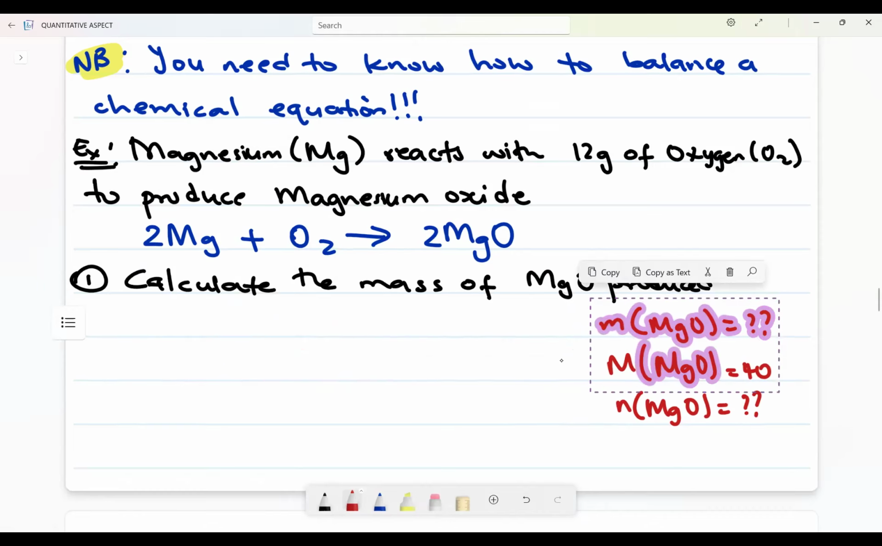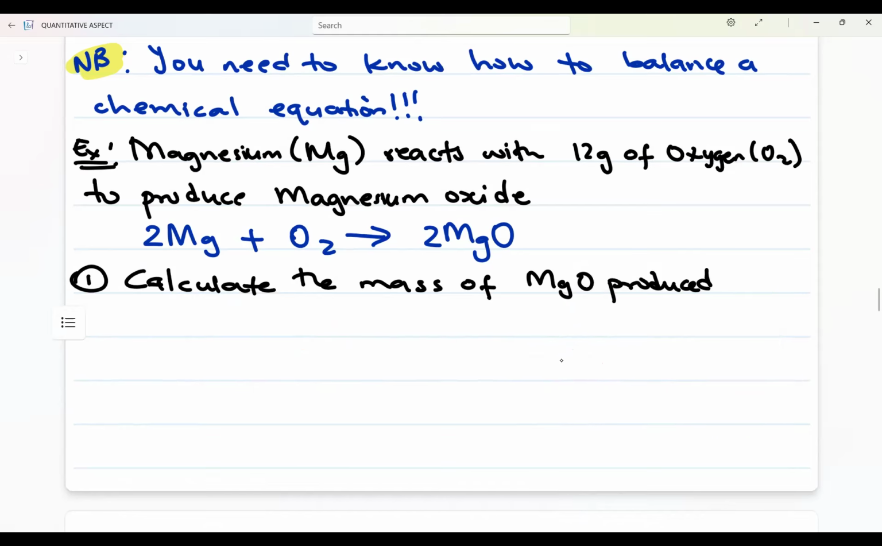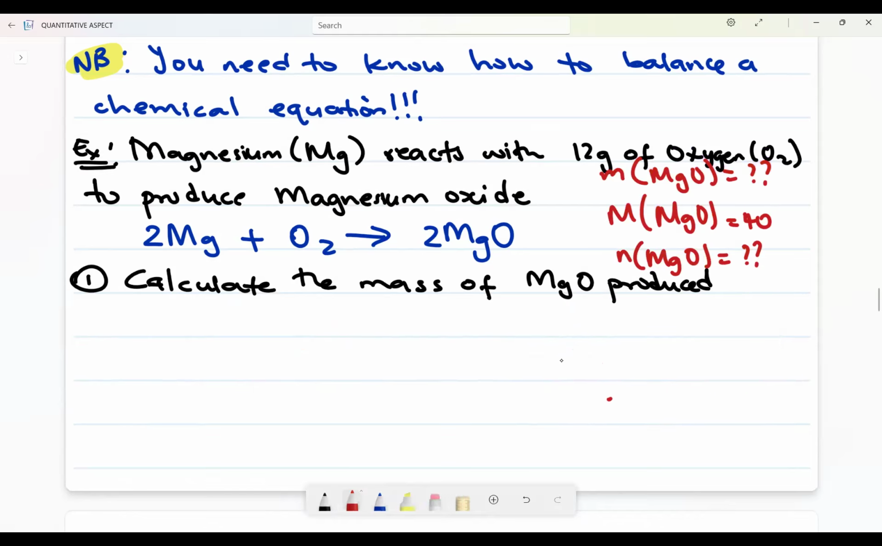What I can do is use the information that I have. What information do I have? I'm told that 12 grams of oxygen is reacted. So 12 grams of oxygen reacts. So let me use the information that I have. The known information is that I have the mass of oxygen. It is equal to 12 grams.